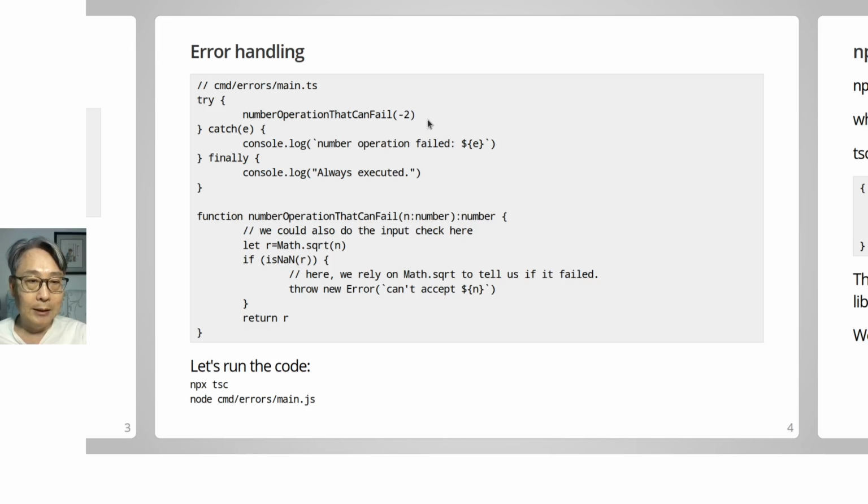So let's look at the number operation that can fail. That's the function. Ideally, we do a check for the input here. But in this case, I'm relying on Math.sqrt to return not a number if we enter a bad input, like a negative number. We can't do a square root of a negative number. And if it is a bad input, we will throw a new error with a message saying can't accept this number. Let's execute this.